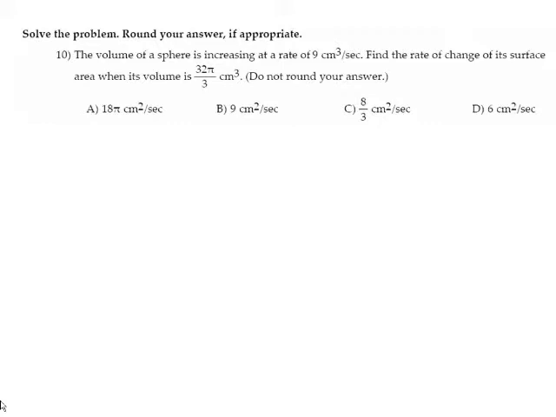Problem 10, we have a related rate problem. We have a sphere whose volume is increasing at the rate of 9 cubic centimeters per second. We want to find the rate of change of its surface area when its volume is 32 pi over 3. Well, we're looking at surface area and we're looking at volume, so we really need to know formulas for the volume of a sphere. The volume would be 4/3 pi r cubed. The surface area would be 4 pi r squared.